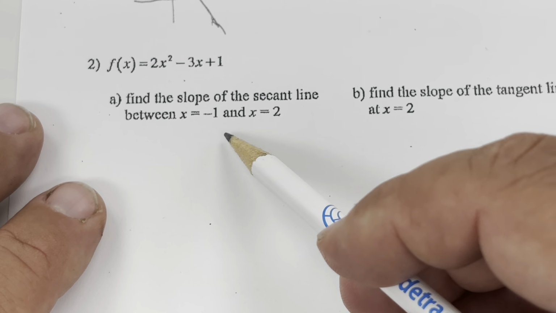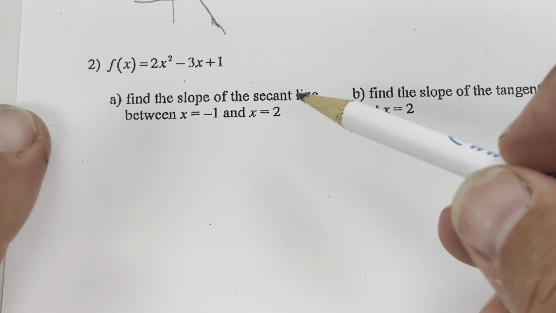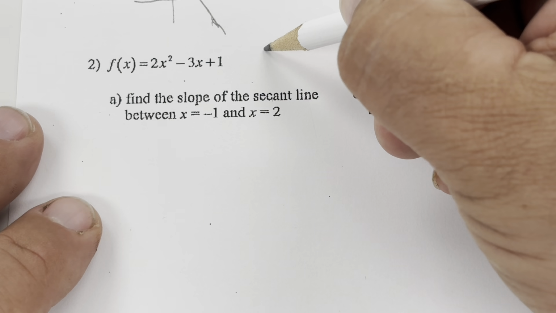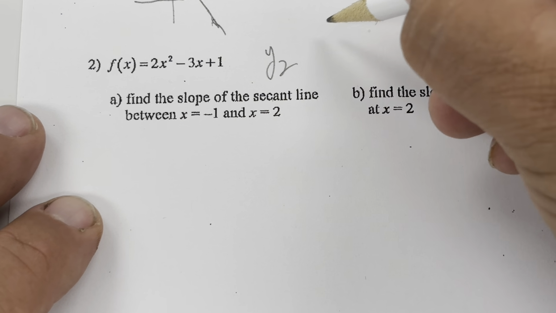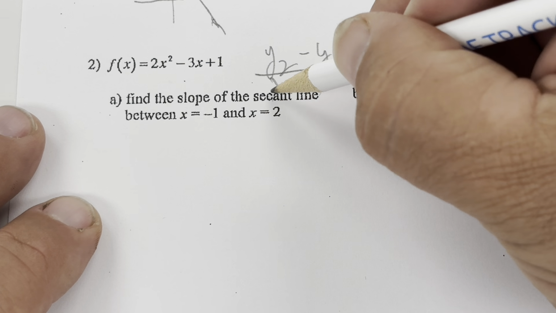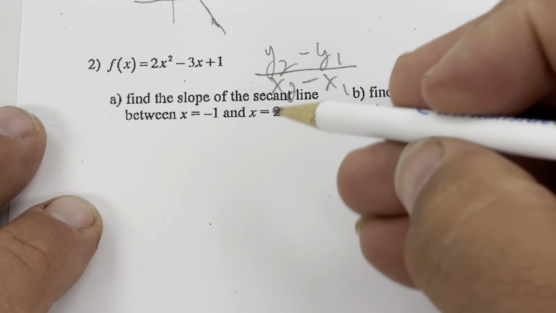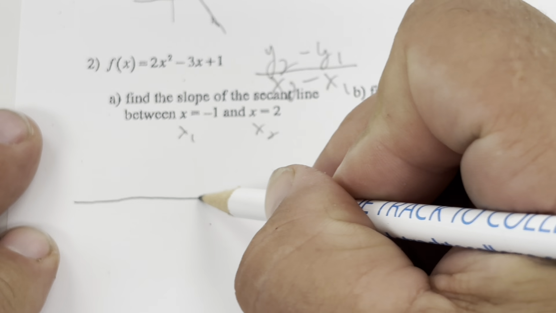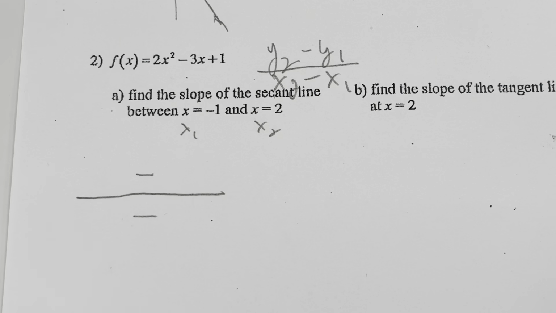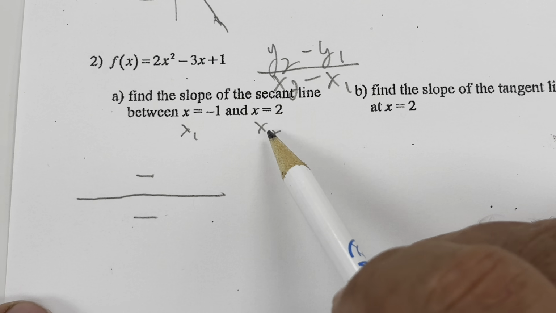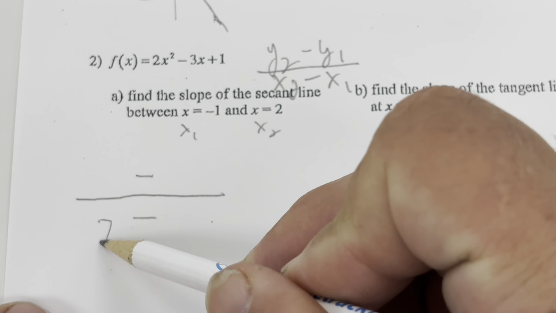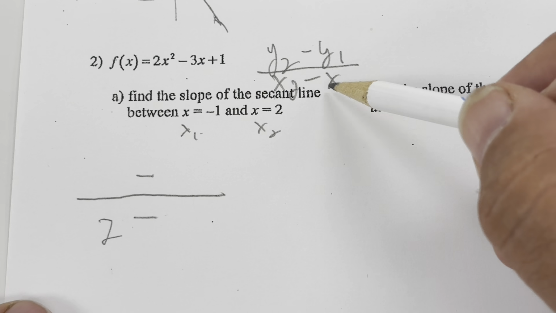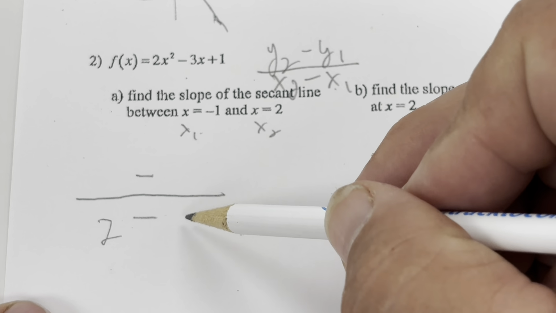So we want to find the slope of the secant line, which is an average rate of change. So we have to do y sub 2 minus y sub 1 over x sub 2 minus x sub 1. And we have our x sub 1 and our x sub 2 already. So I'm going to set that up with the little slope template. Our x sub 2 is already given. That goes on the bottom left. That would be a 2. Our x sub 1 is already given. That goes on the bottom right. That would be a -1.